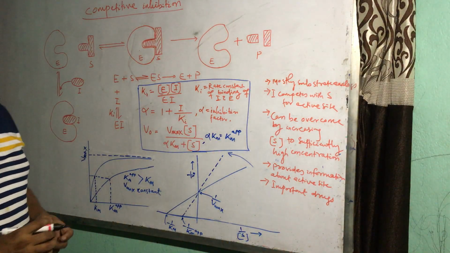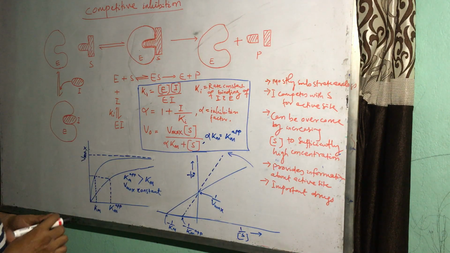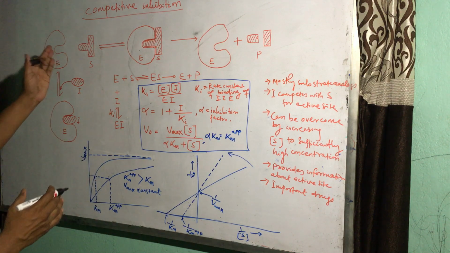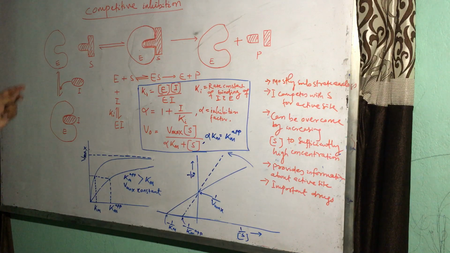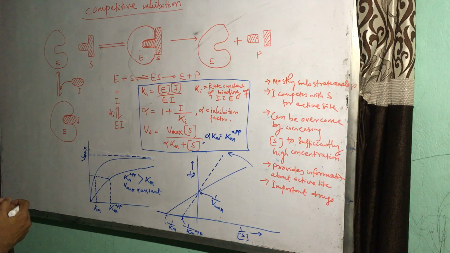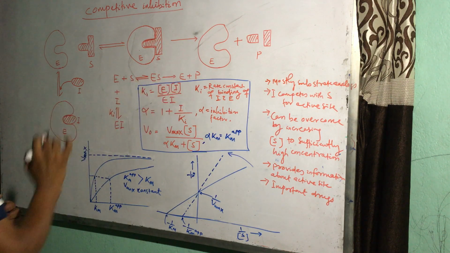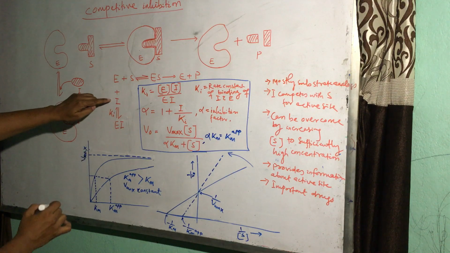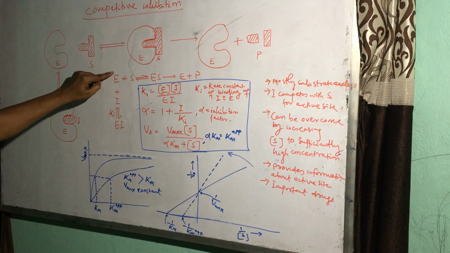Now coming to competitive inhibition. Competitive inhibition is defined as a type of inhibition in which the inhibitor competes for the active site of the enzyme. So in the presence of a competitive inhibitor, the equation of this substrate and enzyme is modified to this type of equation. Some of the enzymes bind to the inhibitor with the rate constant Ki. Here Ki stands for the rate constant of the binding of the enzyme with the inhibitor.